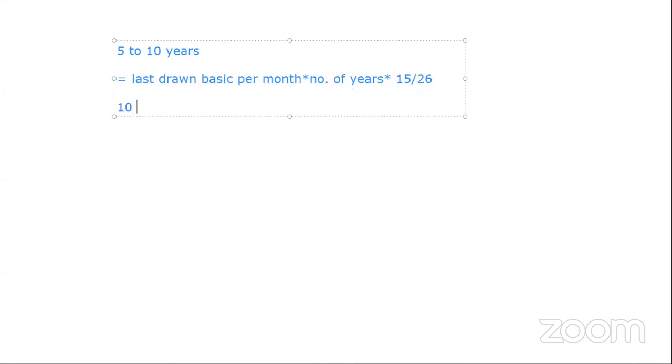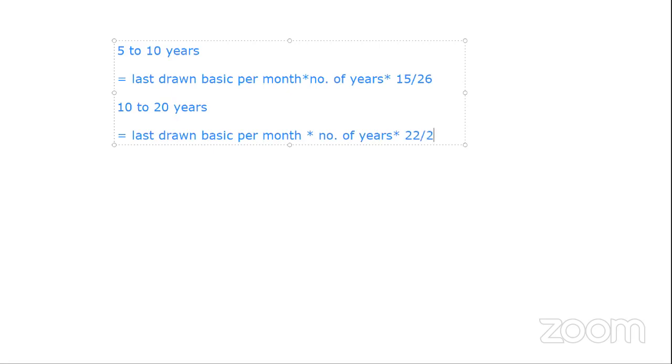Then you had 10 to 20 years. Okay. So the formula went like this: last drawn basic per month into number of years, into 22 by 26. Right. So a slight change in this. Instead of 15, they made it 22. But still, what is 22 if you ask me? It is the minimum number of working days and 26 is the maximum number of working days. Same ceiling. So there's no differentiation in that. It's the same ceiling only, 22 by 26, that's the formula.